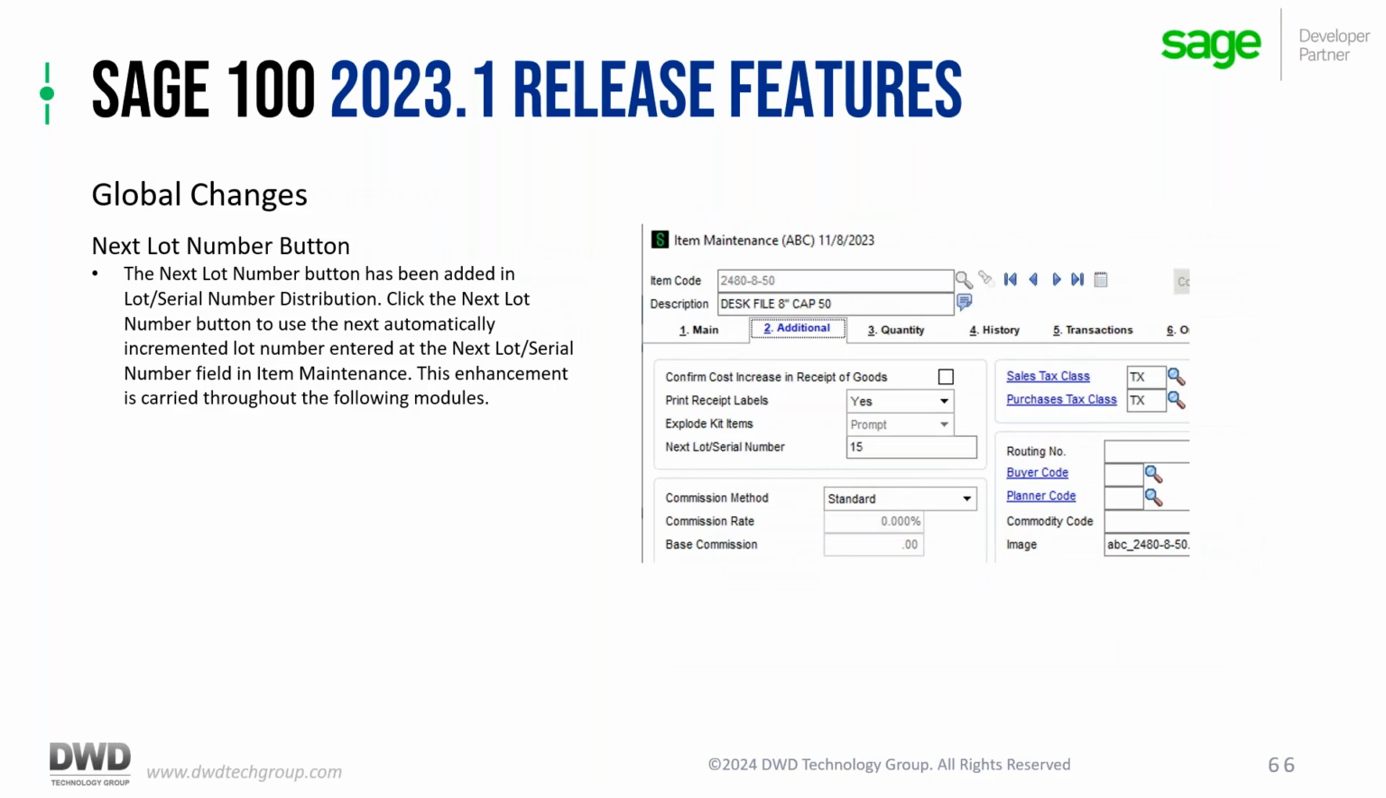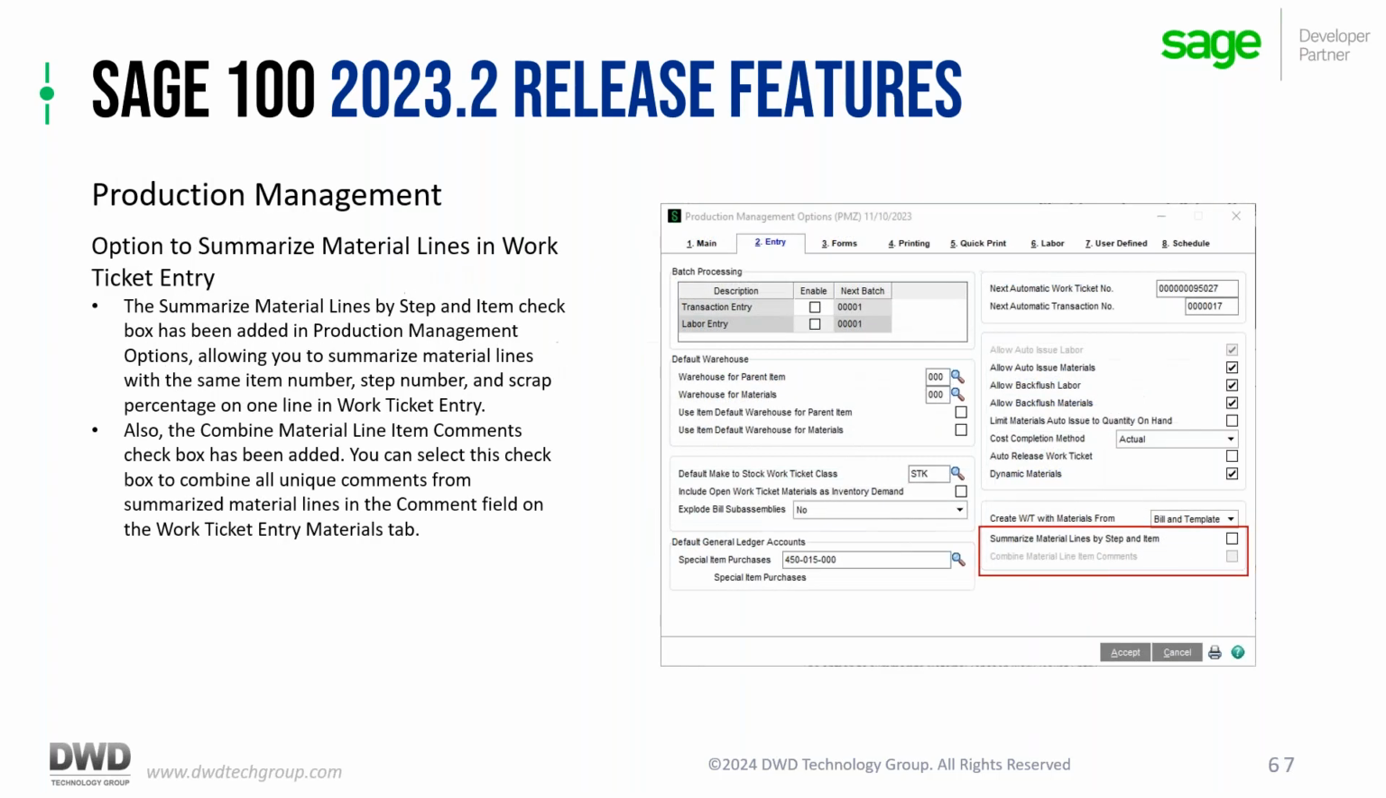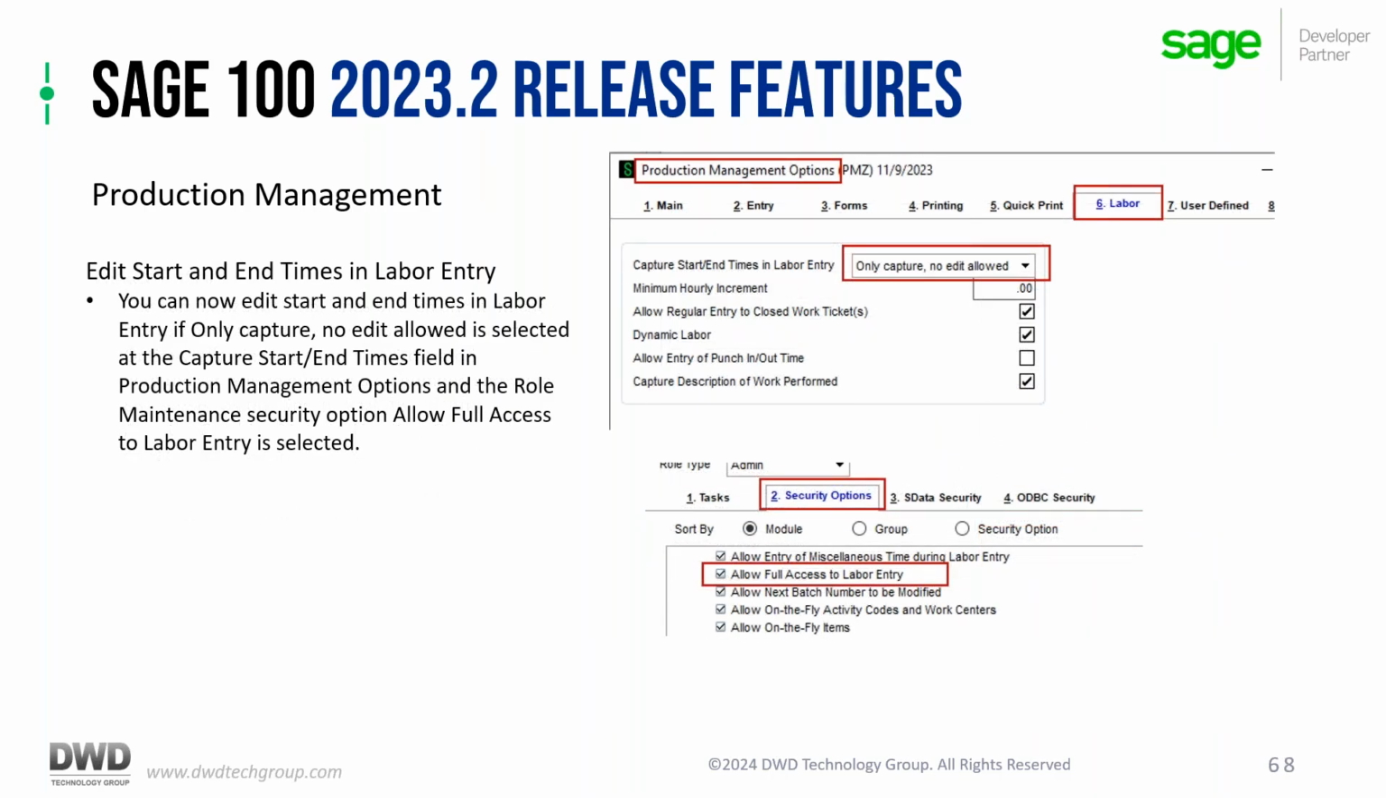Next, slot number, we kind of talked about that already, just through the modules and different things like that. We talked about this, so I think, here we go. Edit start and end times in labor entry. So they made some changes to security settings around this, right? You can switch it so that you can edit them or not edit them, something that has to do with scanners and different things like that.